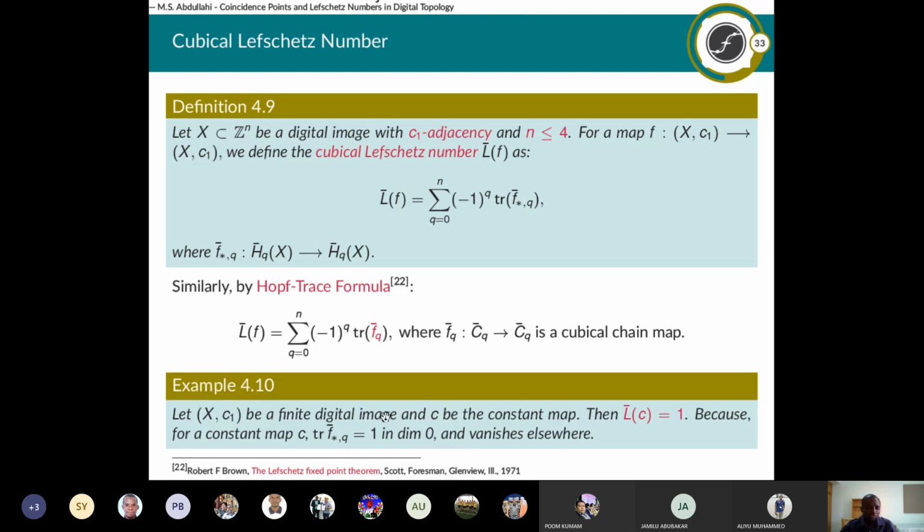And we also consider some examples. We start with that of a constant map, and we found that the constant map has cubical Lefschetz number the same as the simplicial Lefschetz number, which is equal to 1, and this is because of the same reasoning that the trace of this is going to be 1 when we are in dimension 0. And when we move to the other dimensions, we don't have those simplices, so therefore the trace will vanish.